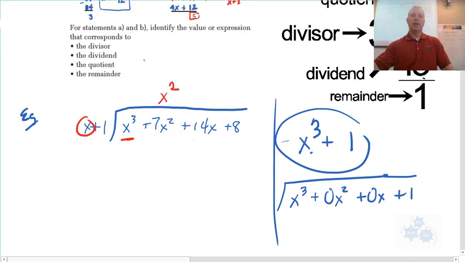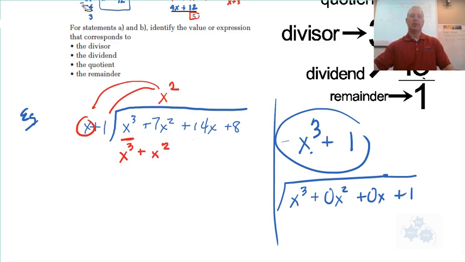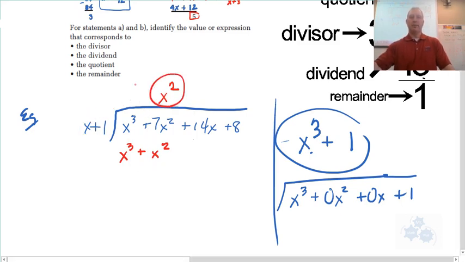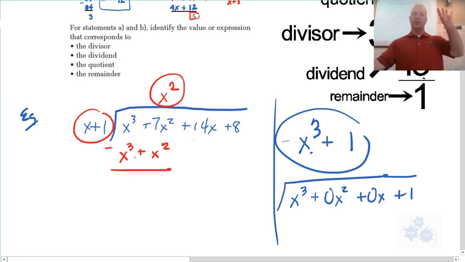So if I put an x squared there, I multiply, that's going to give me x cubed plus 1x squared, or just x squared. So now that's the multiplying step, right? So now that I have this times this binomial, I've written the answer there, now I subtract. So x cubed minus x cubed is going to be 0x cubed. That's great, don't write anything. 7x squared minus a positive 1x squared, 6x squared. Okay? You good with that?